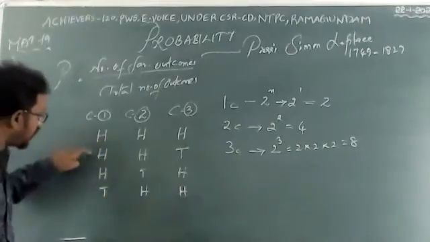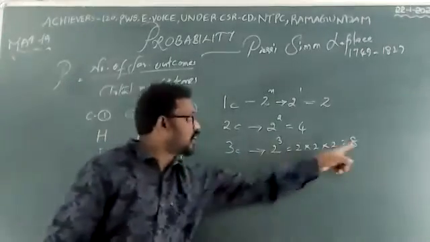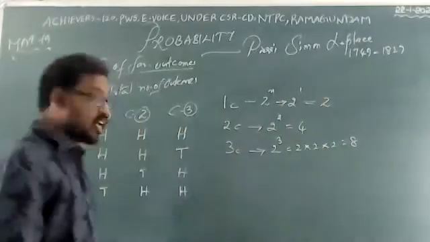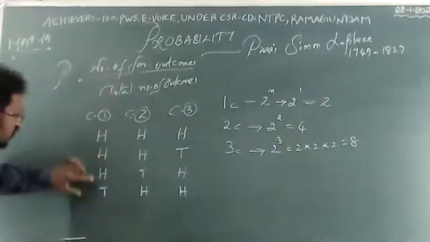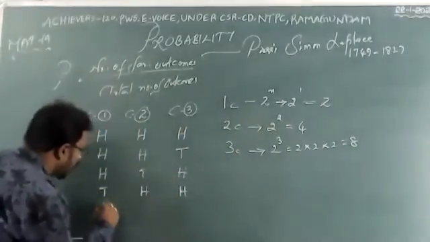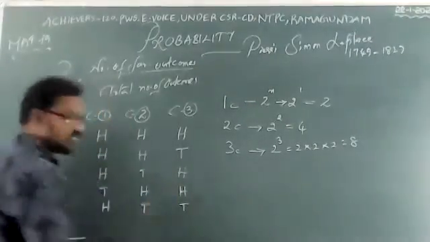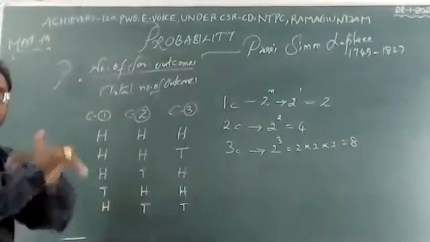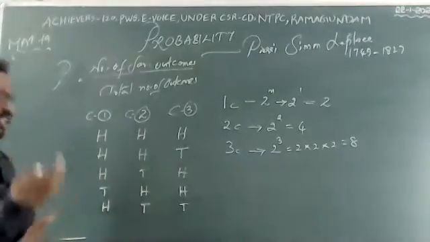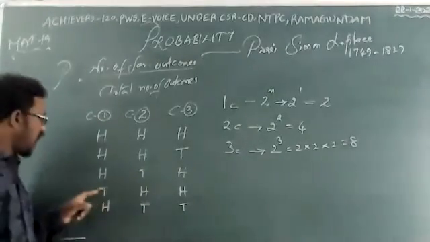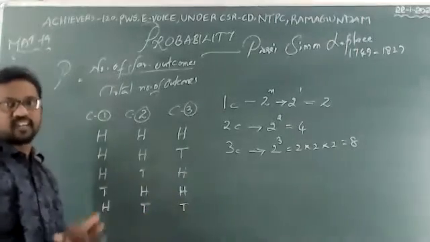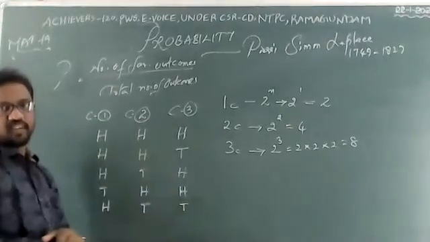How many chances do you get? 8. Reversely write down. Suppose T H H, write down here H T T. Simple, just take the reciprocal. Write the opposite: T H H, and you will get H T T. That is one of the chances.